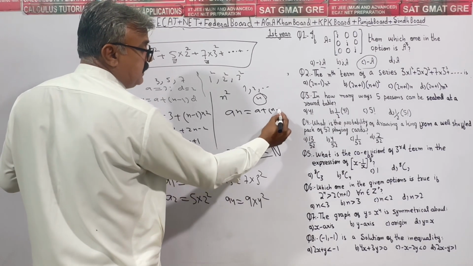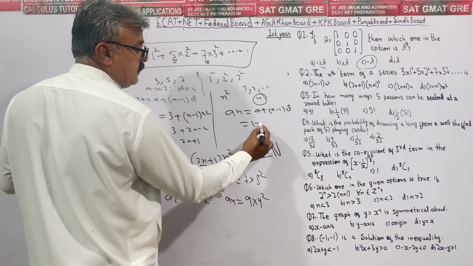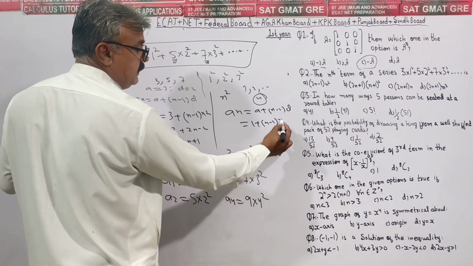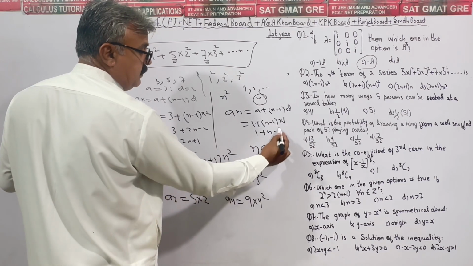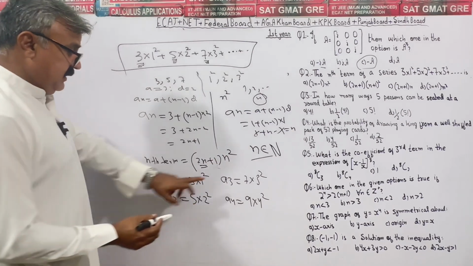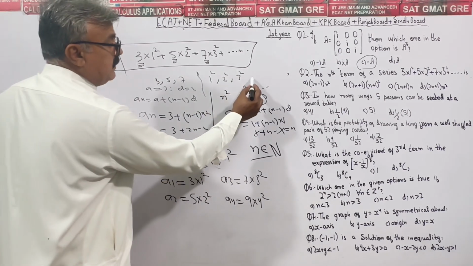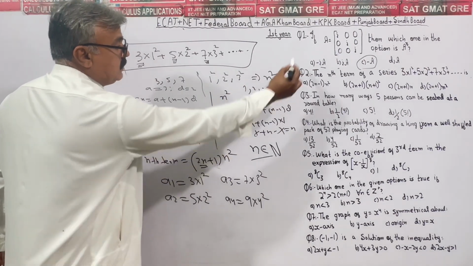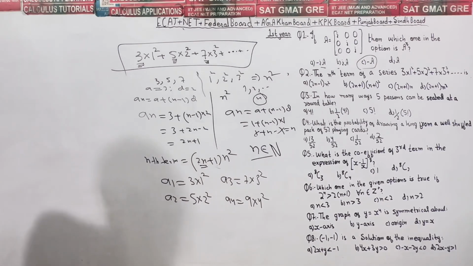A plus n minus 1 times D. A is 1, n minus 1, D is also 1. 1 plus n minus 1 gives n, the 1 cancels out, and so the square stays intact. The nth term of this is going to be n square.